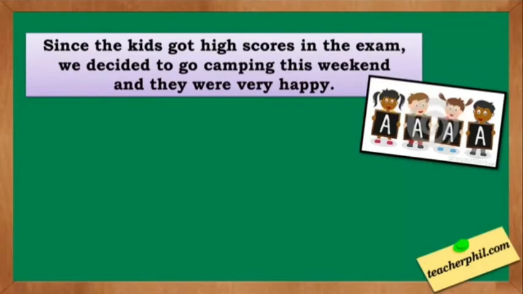Another one, since the kids got high scores in the exam, we decided to go camping this weekend and they were very happy. The two independent clauses here are we decided to go camping this weekend and they were very happy. They are joined by the coordinating conjunction and. While our dependent clause is since the kids got high scores in the exam. Since here is our subordinating conjunction.